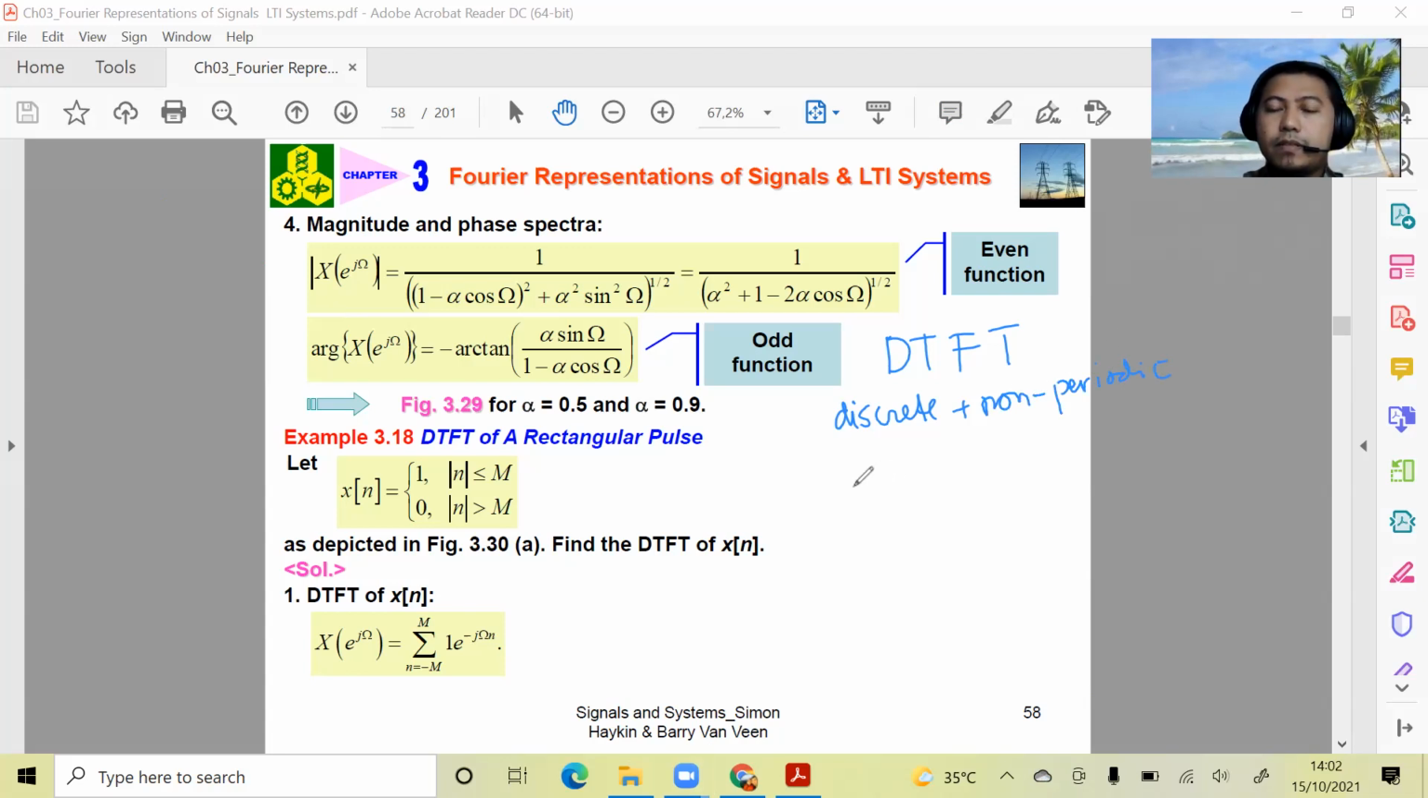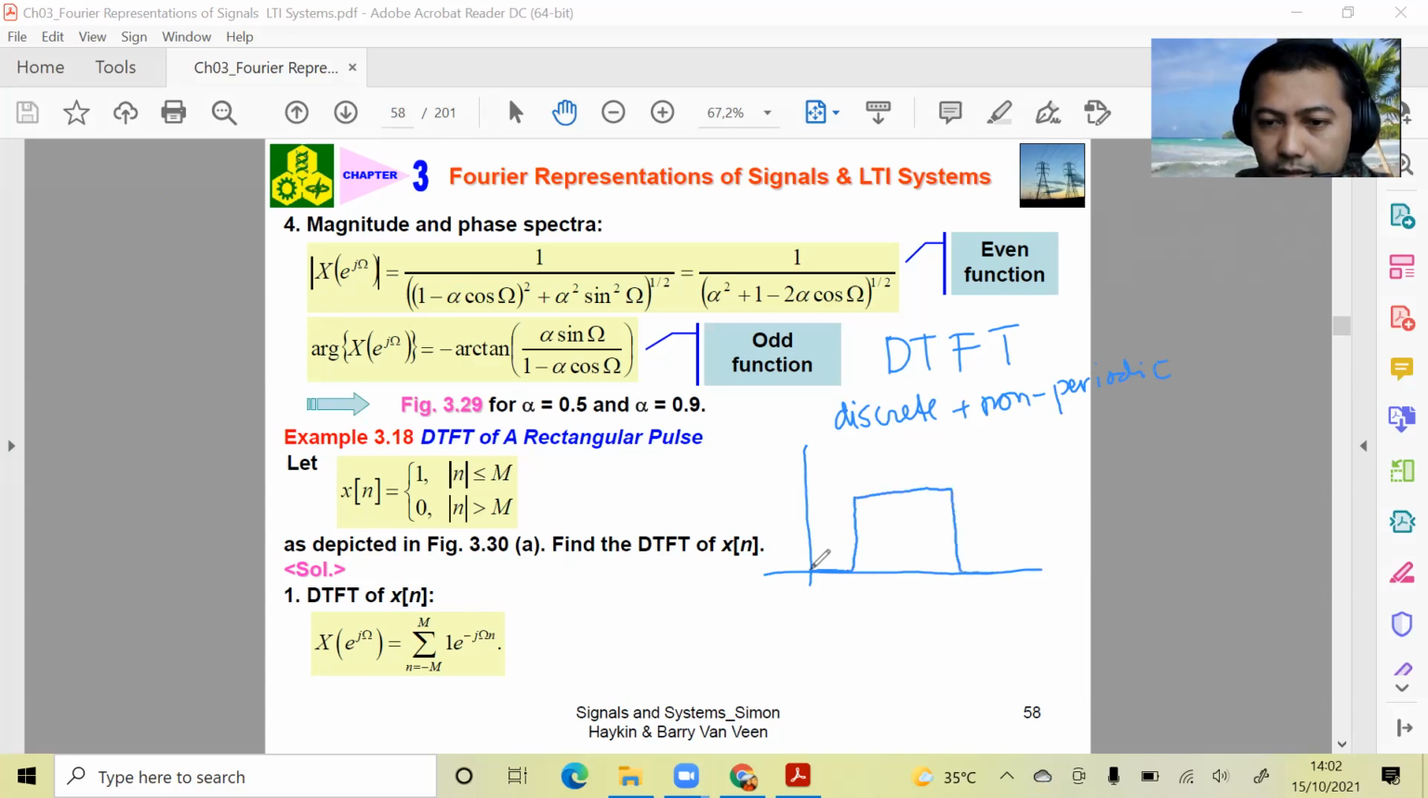What is the example? For example, you have a rectangular pulse, for example, like this. Something like this. This is the amplitude, let's say X. But this is still continuous, so we have to make it discrete. Let's say like this. Please focus on the red one.